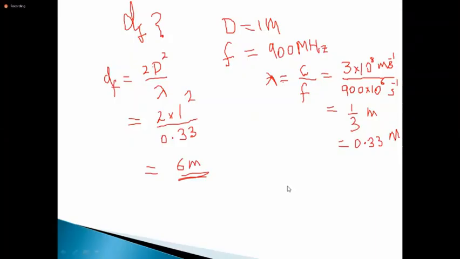What we were talking about? This question, okay? A transmitter produces 50 watts of power. Express it in dBm and dBW.